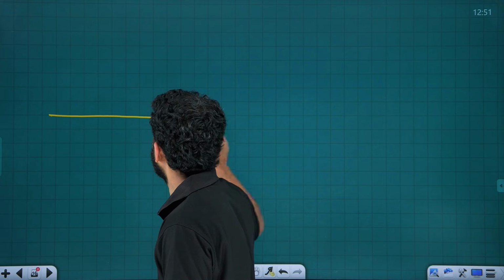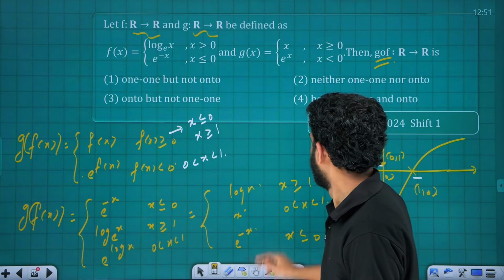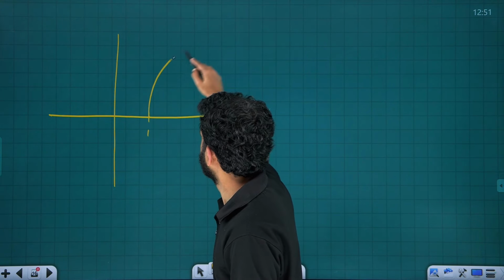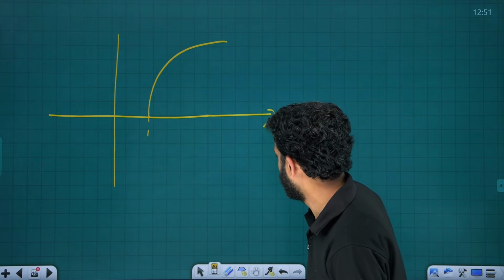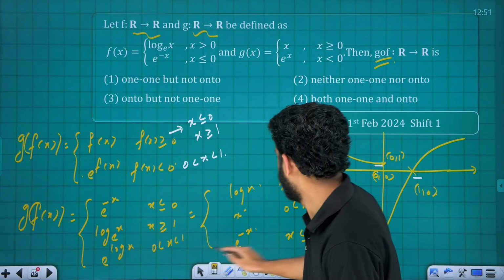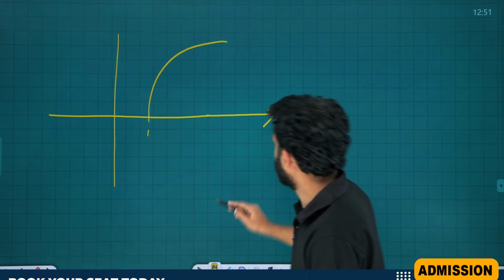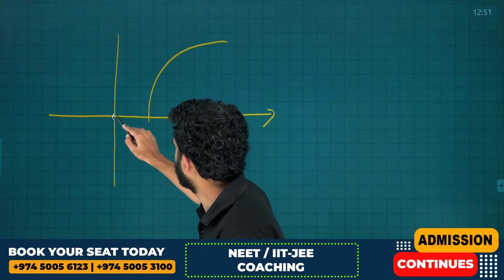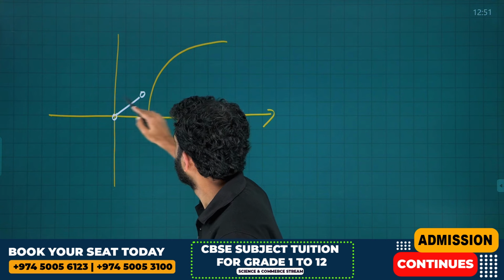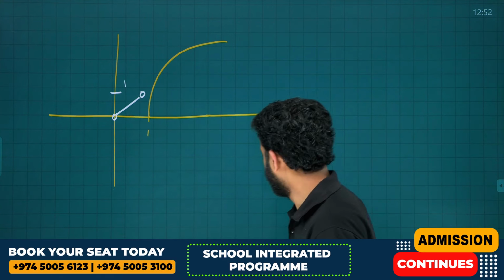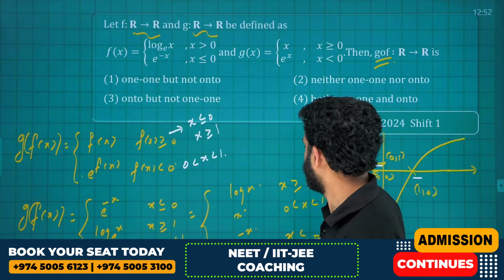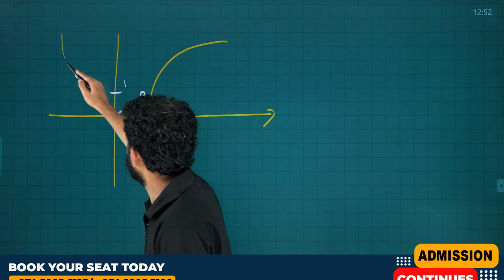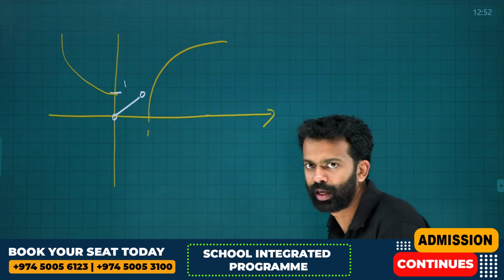The graph will be like this. For x greater than or equal to 1, it is log x. So if it is 1 here, it will be like this. Between 0 and 1, it is x, so I can draw it with another ink, from here to here. This is 1, and that is x. Last thing, e raised to minus x when x is less than or equal to 0. e raised to minus x will be like this. So the graph will be like this.